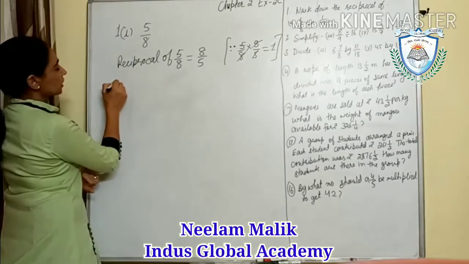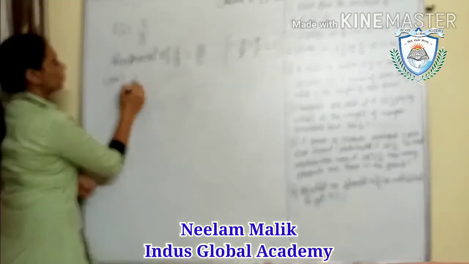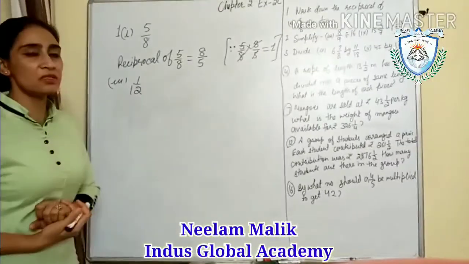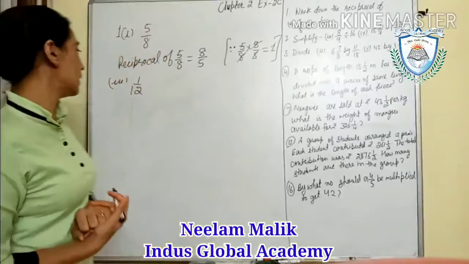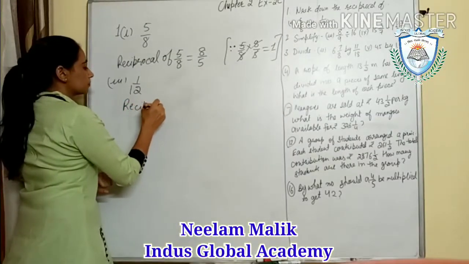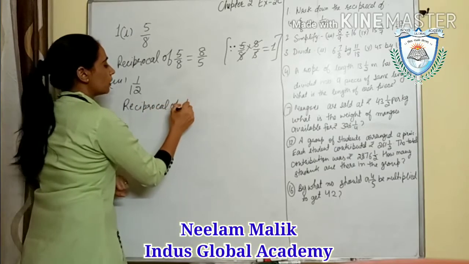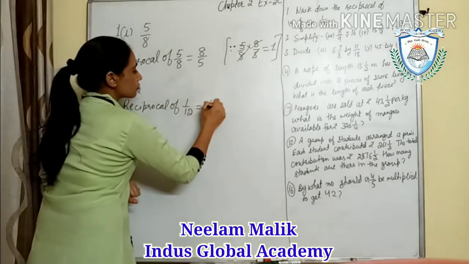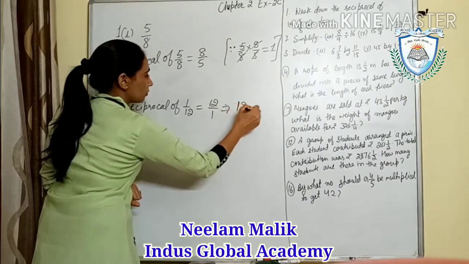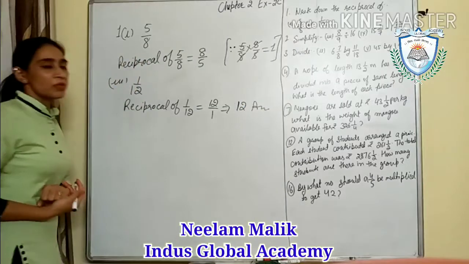Here is also third part I have taken, 1 upon 12. What will be the reciprocal of this? Reciprocal of this is 12. Okay, so you will write like this. Reciprocal of 1 upon 12 is equal to 12 upon 1. That means 12. Okay. Now question number 2.